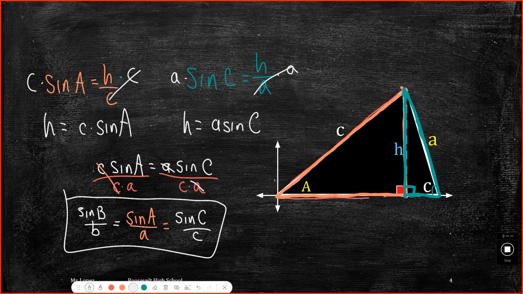You can always flip it, like any number you flip. You could say a over sine A, b over sine B, c over sine C. It's the same kind of thing. It'll still hold true. There it is. Okay, so this is called the law of sines.